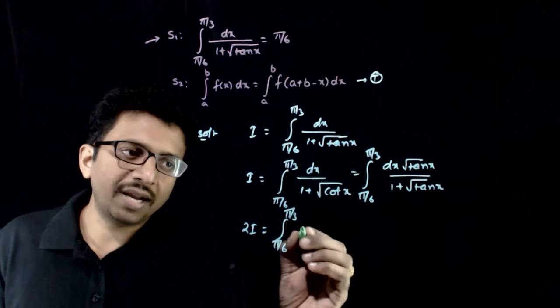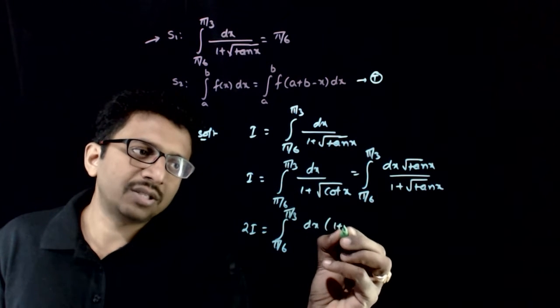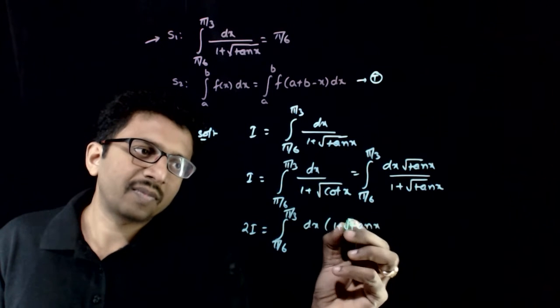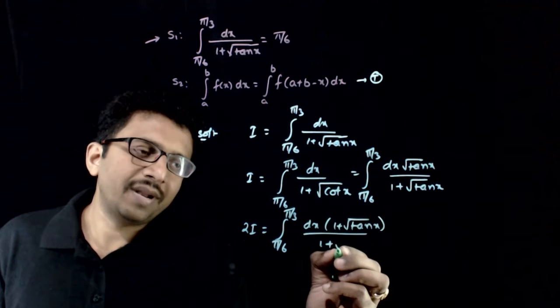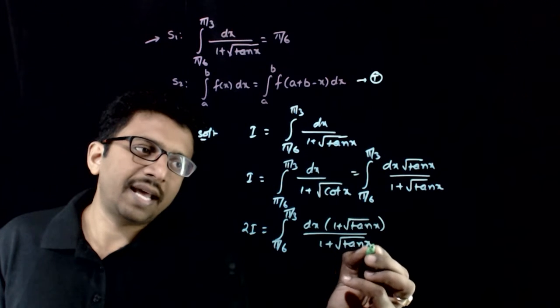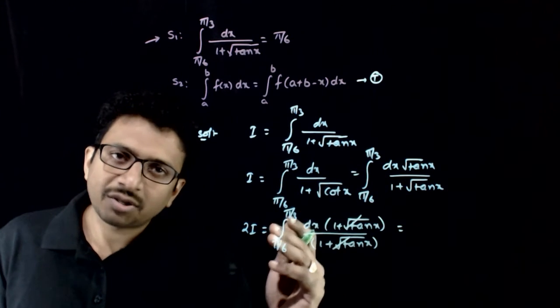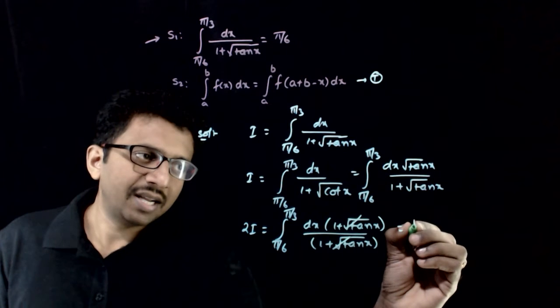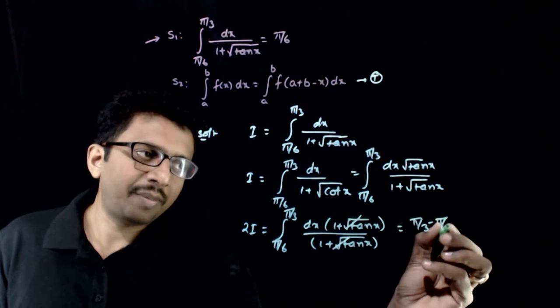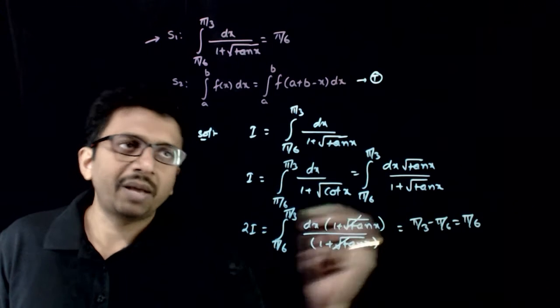If you add these two, you get dx times 1 plus root tan x by 1 plus root of tan x. So these two get cancelled. That is equal to integration of dx, which is equal to x, that is pi by 3 minus pi by 6, which is equal to pi by 6.